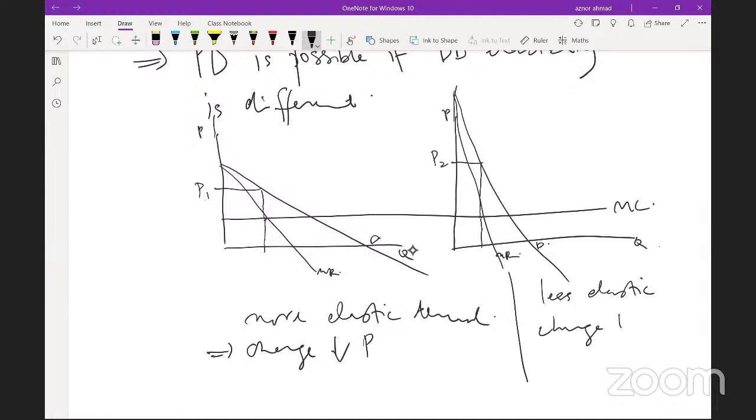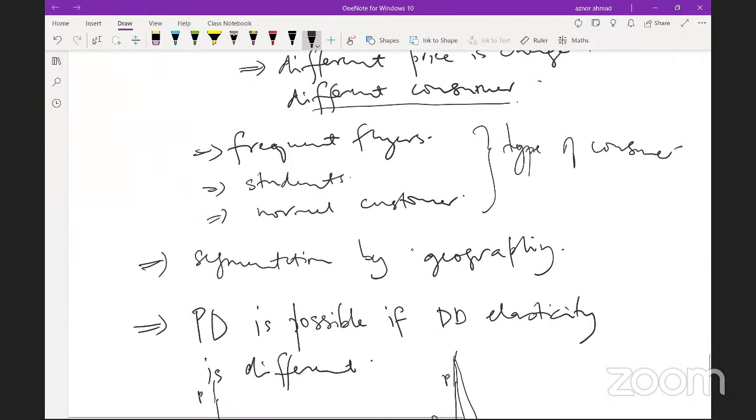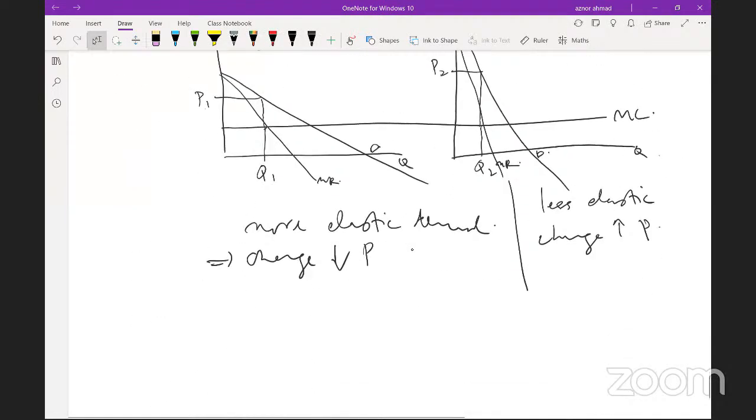where you charge a higher price, because less elastic means not very sensitive to the price. In the market that is not too sensitive to the price, you can charge a higher price, compared to a market where the consumer's reaction to price changes is very sensitive. So that's why you have to charge a little bit lower price to get this quantity. So this is what third degree price discrimination is all about.